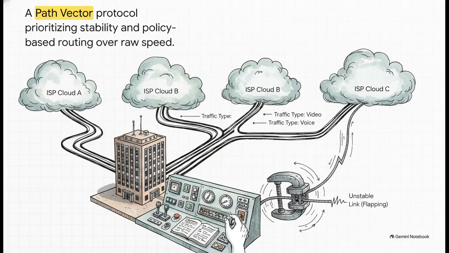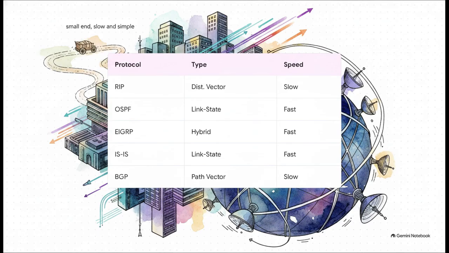So if a multi-homed enterprise or a large university has multiple connections to different internet service providers and they want to control exactly how inbound and outbound traffic hits those different ISPs, BGP is literally the only tool for the job. But because it relies on such complex policies, you would absolutely never want the headache of running this inside a small office. Okay, let's lock this all in.